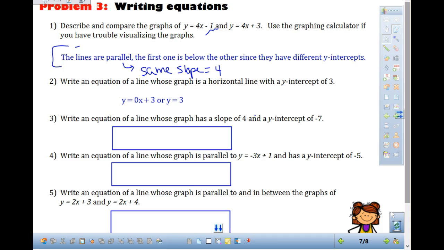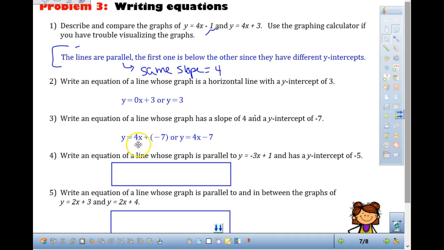The next one says slope of 4, y-intercept -7. What does the equation look like? Slope of 4. Y equals 4x plus -7. Could you have y equals 4x minus 7? Okay. So put in those next two. And again, if you want to try that on the graphing calculator, you can. We don't need to do that right now.